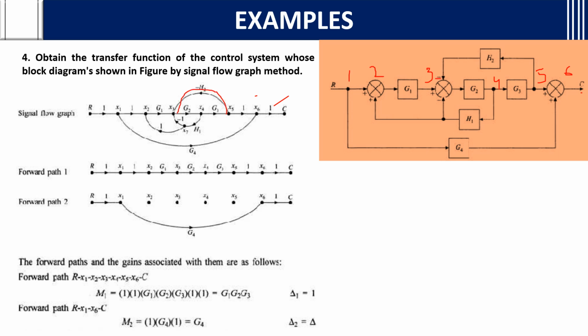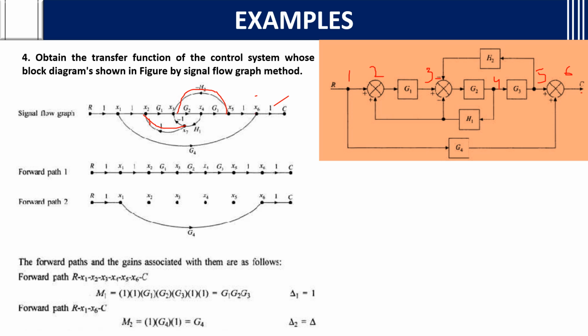Then from x4 it is going to x3 and x2 also. From x4 to x3 and x4 to x2 is also going. You can mention it that way, and that is nothing but H1 going to x3, minus H1. And from x1 to x2 it is going only 1. There is no gain, no feedback present, so 1 will be the gain. As it is plus, you take plus 1.